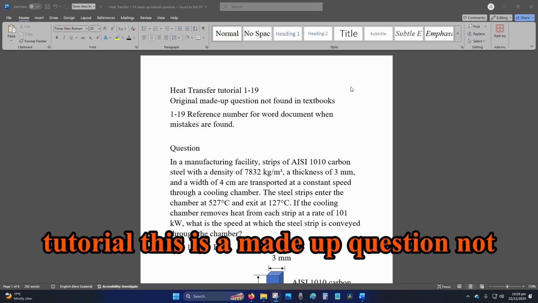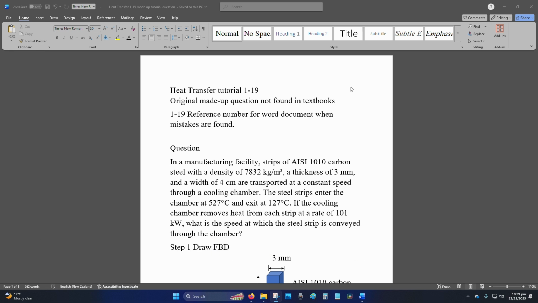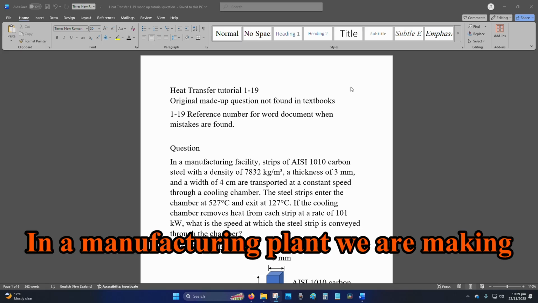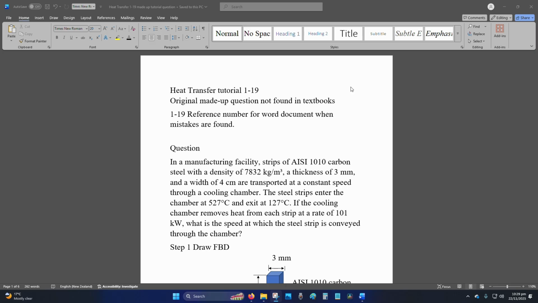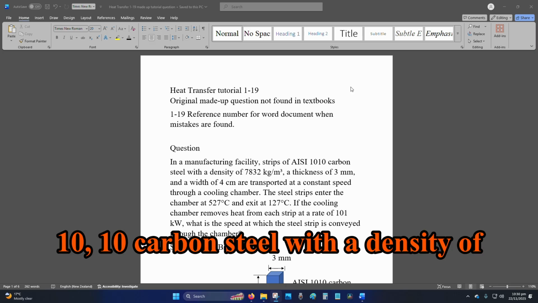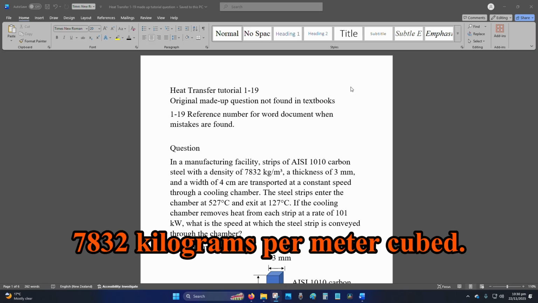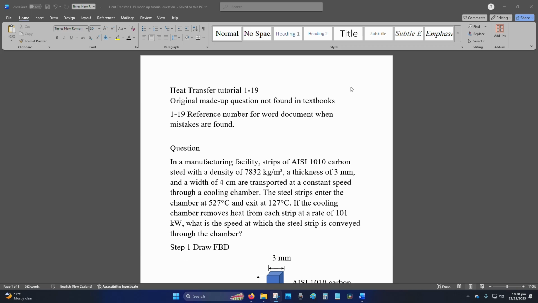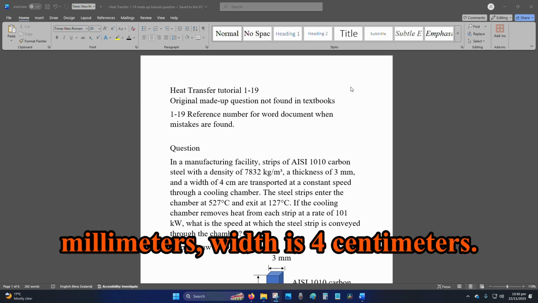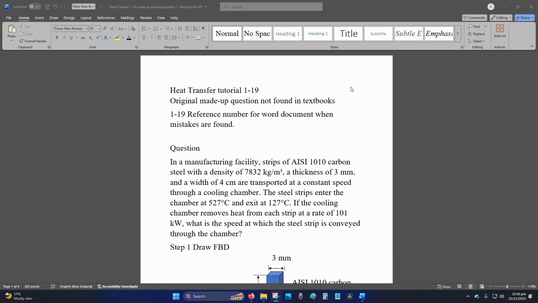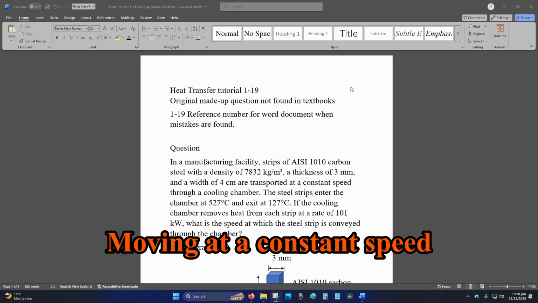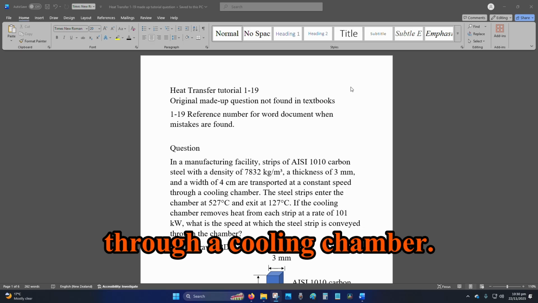This is a made-up question not found in your textbooks. In a manufacturing plant, we are making 10 carbon steel with a density of 7,832 kilograms per meter cubed. Thickness is 3 millimeters, width is 4 centimeters, moving at a constant speed through a cooling chamber.